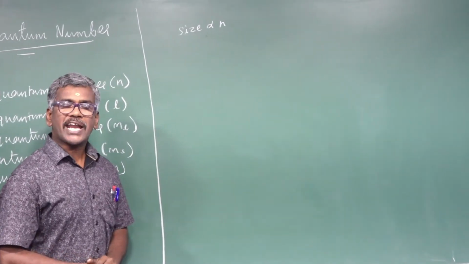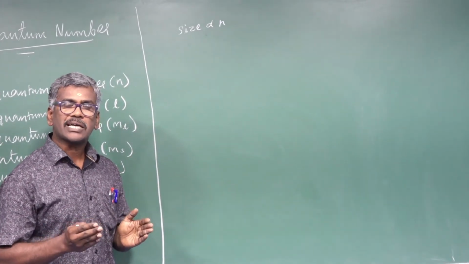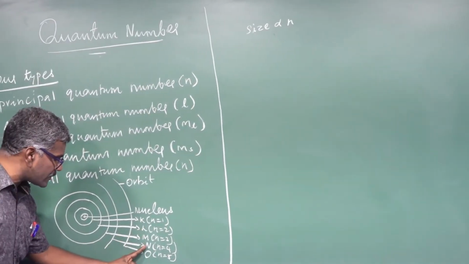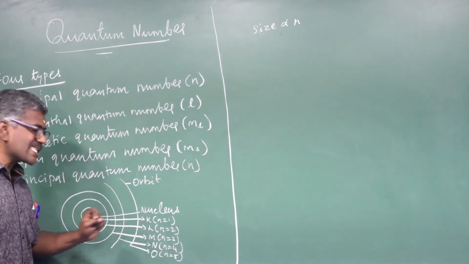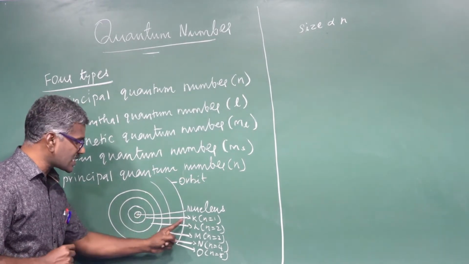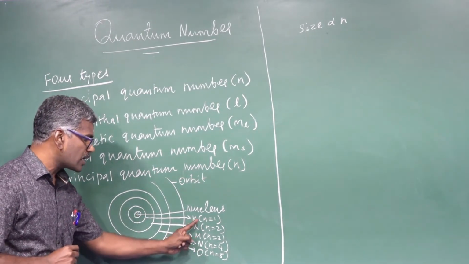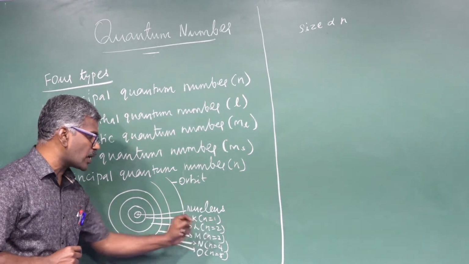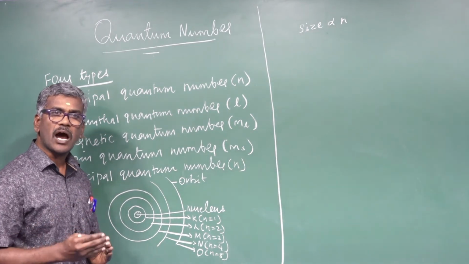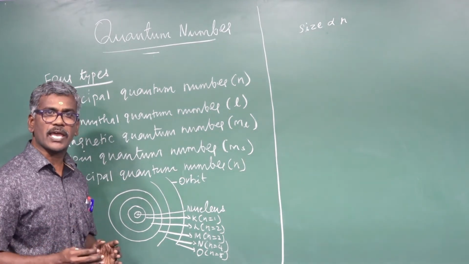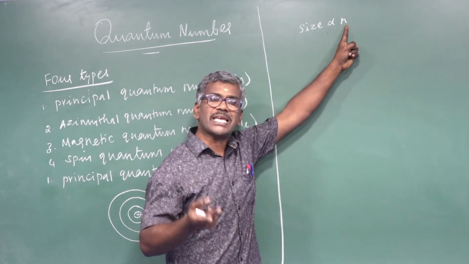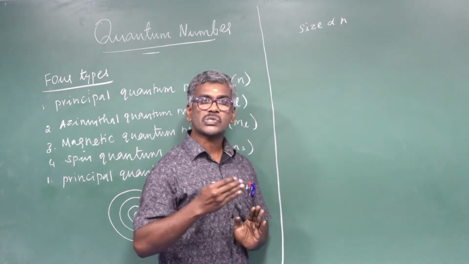It also identifies the energy level, designated by the shell: K, L, M, N, O. The K shell is nothing but the orbit very close to the nucleus, with n equal to 1. Then L, M, N, O. The n, orbit, principal quantum number, energy level and main shell are all the same. The size of the orbital depends upon the n value. If the n value increases, the size of the orbital also increases.